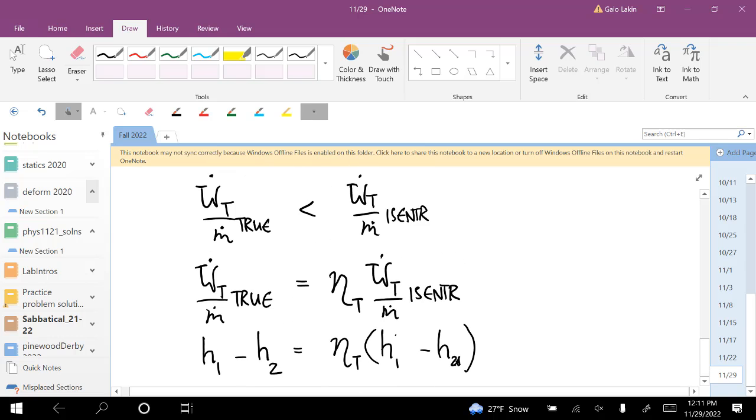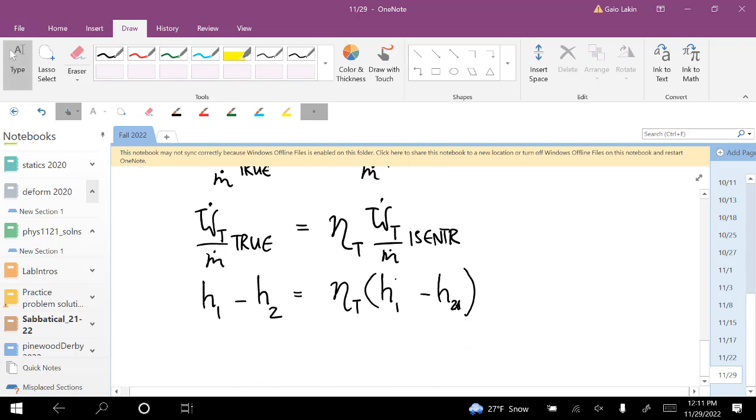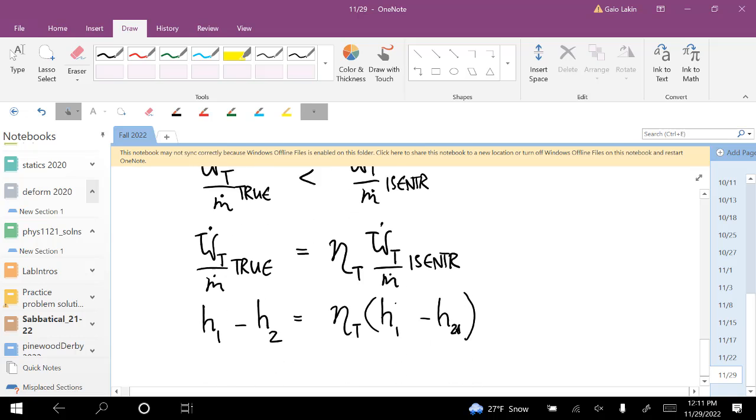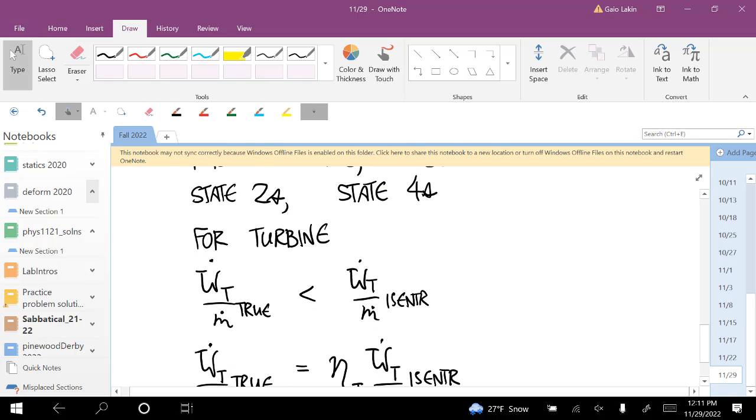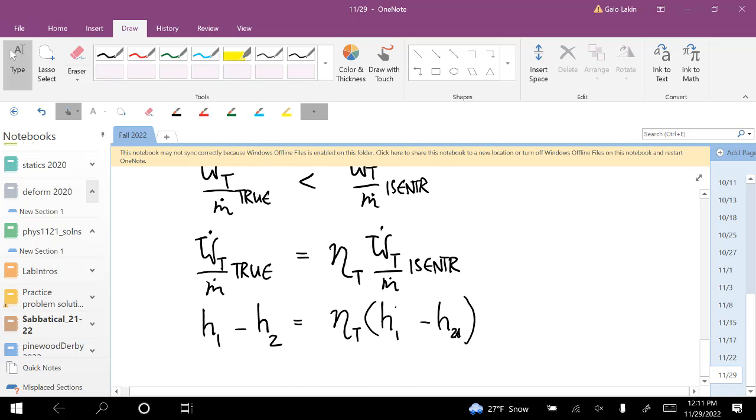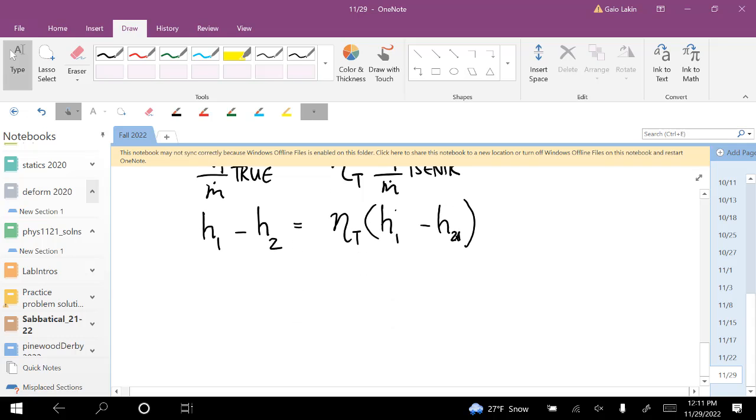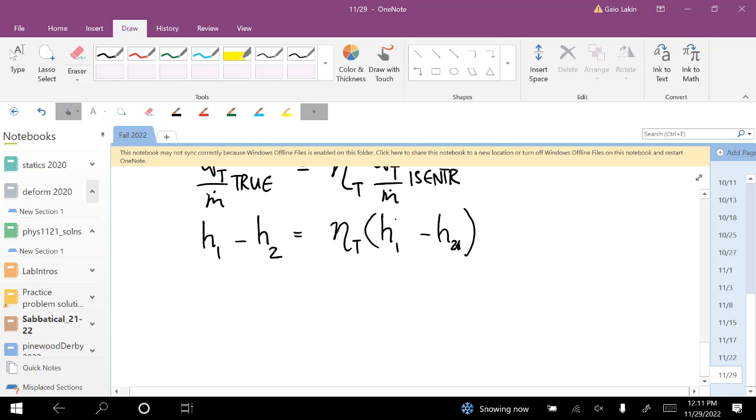Okay, so that wasn't the smoothest description, but it's sort of the way that you can think your way through this to remind yourself what the relationships need to be with these isentropic efficiencies and the sort of ideal enthalpies compared to the true enthalpies.